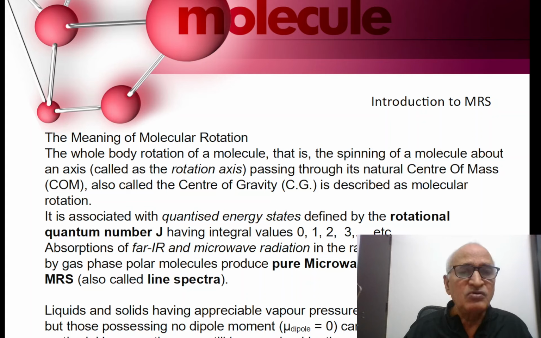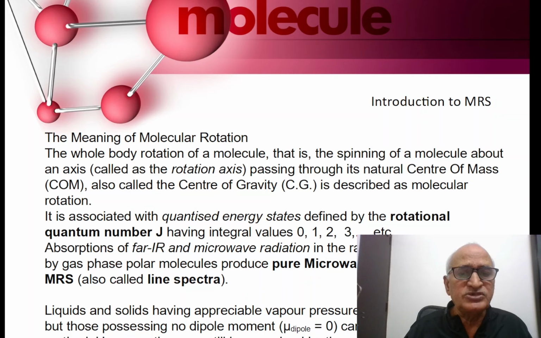Absorptions of far infrared radiation and microwave radiation by the molecules in the range of 1 reciprocal centimeter to 100 reciprocal centimeter. Gas phase molecules, which are polar, produce pure microwave rotational spectra, MRS. This spectra is also called line spectra because it is pure. The lines are distinct, discrete.